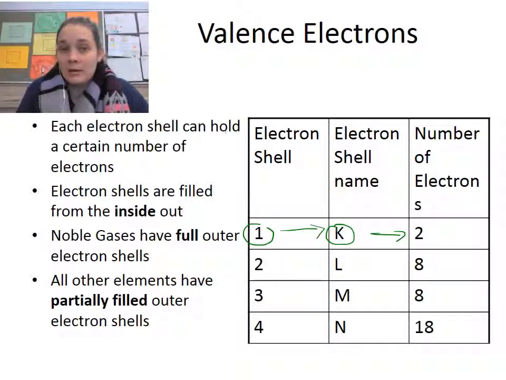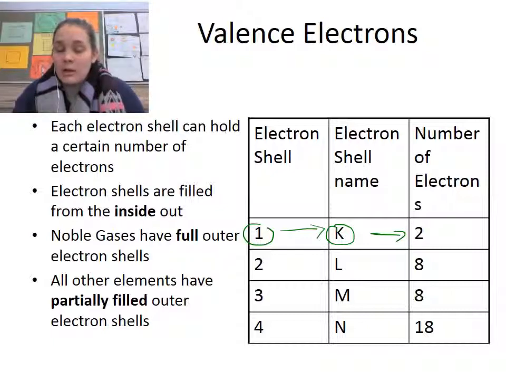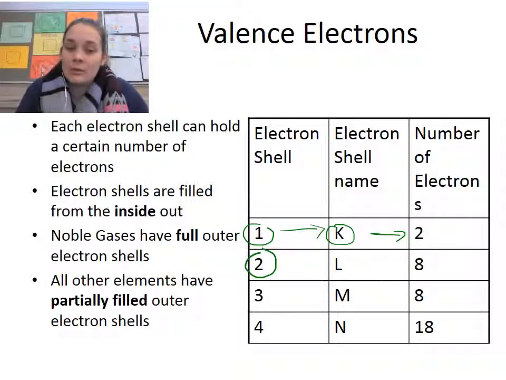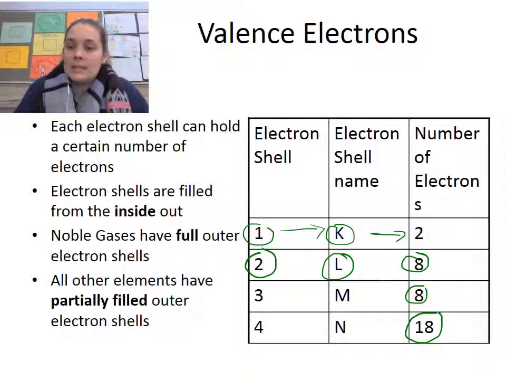So if I'm filling my electron shells, I fill from the inside out. I fill my number 1 shell or my K shell first, and I'll put 2 electrons into that. Then I would go down to my second shell. My second shell is also known as my L shell, and I can put 8 electrons into that one. My third shell can hold 8, and my fourth one can hold 18.